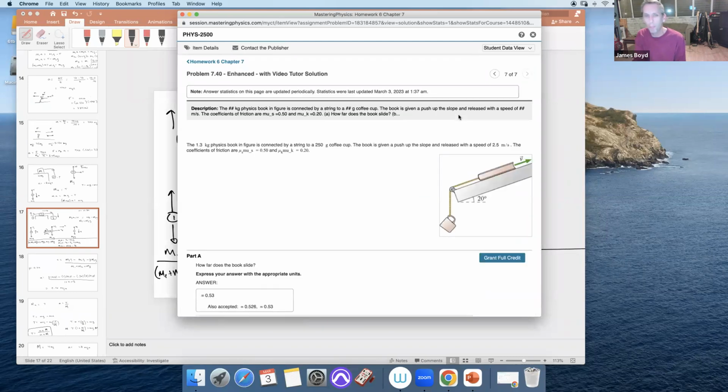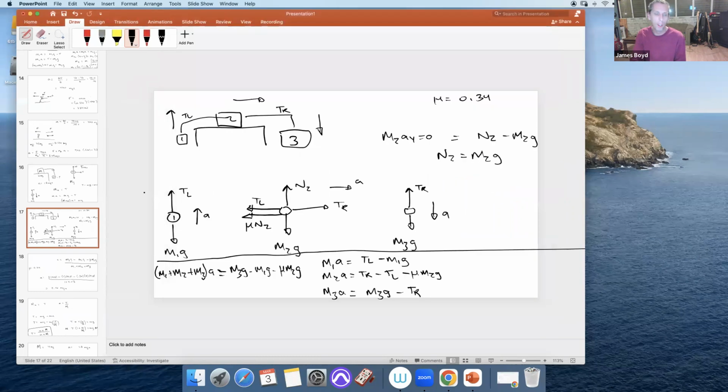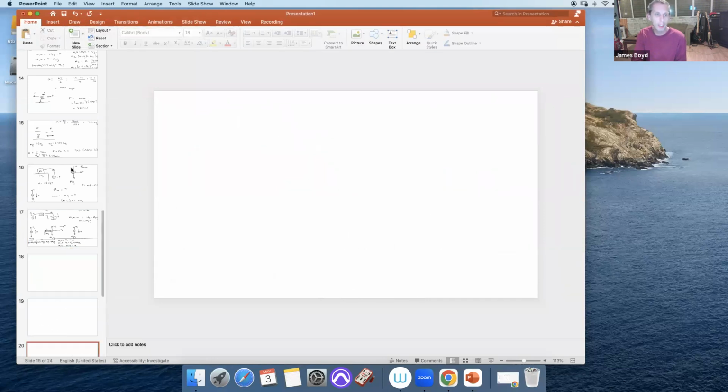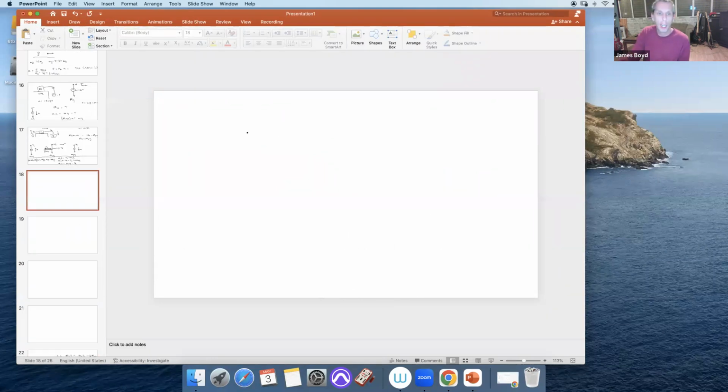And they are using 9.81 in there, but our final problem. Now we have static friction and kinetic friction in this problem. But we can see that the book is connected by a string to a cup. So this may not look like it, but this is simply a mass on an incline connected over a rope. So this is my book and this is my cup.